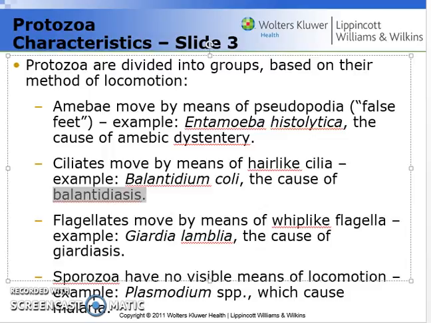So the next group is that of the sporozoans. These don't really have any kind of visual locomotive features, but there are some species that belong in this group that produce a type of life stage known as a sporozoite. And those sporozoites can be very dangerous as they go through the life cycle of the parasite.